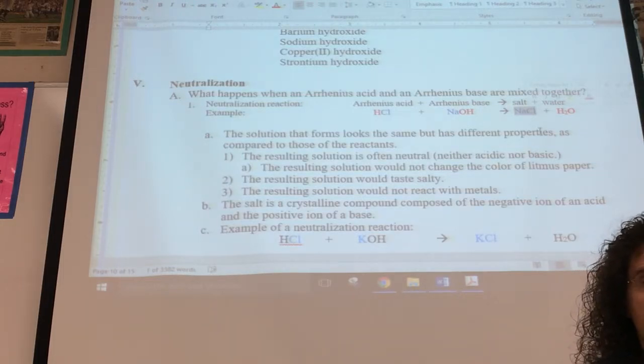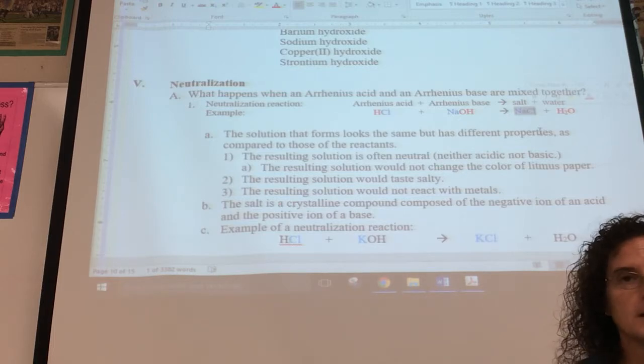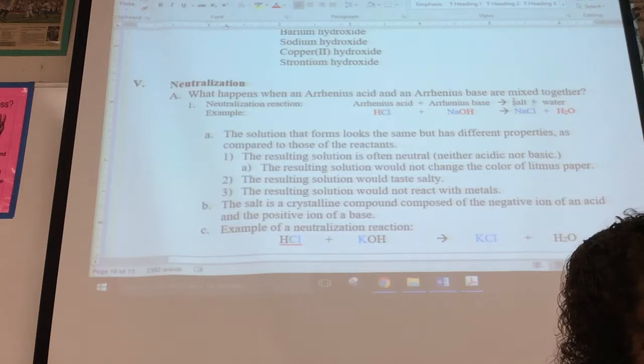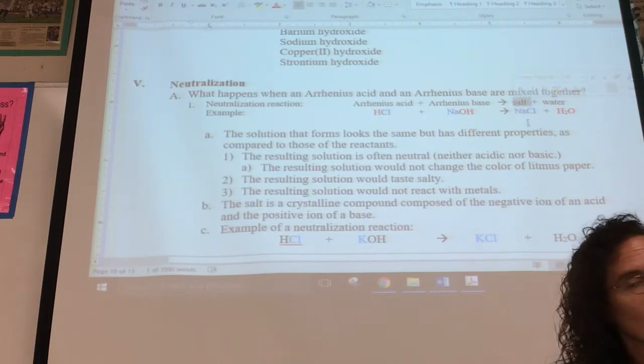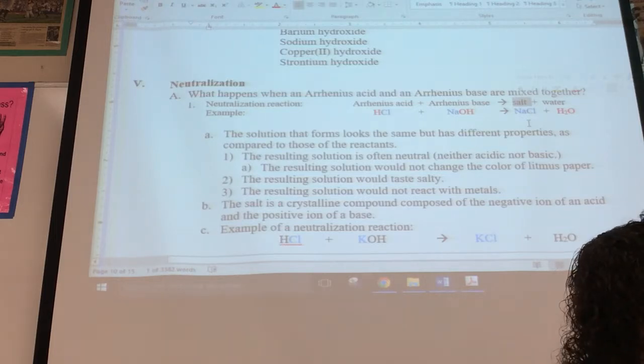Is that just a double replacement? It absolutely is just a double replacement. So like I said, you already know how to do it. The only new piece is recognizing that you always get salt and water from an Arrhenius acid and Arrhenius base combining. So the salt has different properties than the reactants. This is usually pretty neutral, although it can be slightly acidic or slightly basic. That gets complicated. We're not going to go there. You wouldn't taste something you made in the lab, but if you did, it would have a salty taste where these wouldn't. And the salt doesn't react with metals.